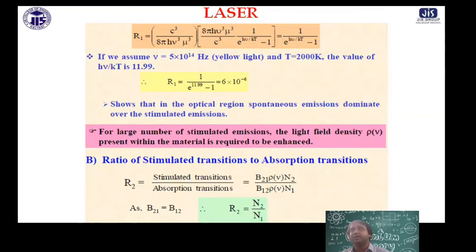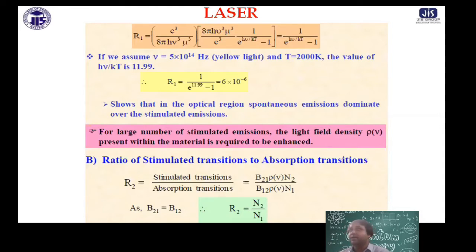It is dominated by the spontaneous emission. On the contrary, if you take the ratio of the stimulated transition with absorption, you can see it is just N2 by N1. That means if you need good stimulated emission, N2 should be high. But in a normal system, N2 is always low. In the normal excited state, an electron cannot stay there for a longer time. 10 to the power minus 9 seconds is the time.